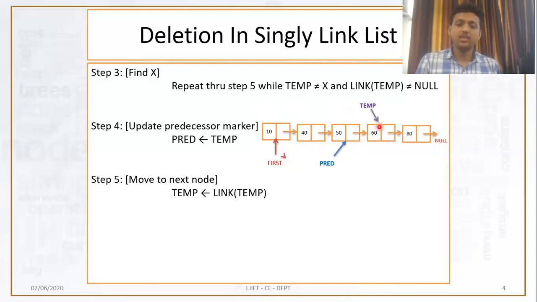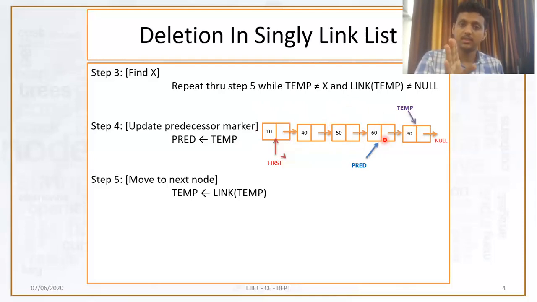Fine. Again, we will check the conditions. Temp is not equal to x? Yes. Link of temp is not equal to null? Yes, both conditions are true. So move forward. Pred becomes temp, and temp points to link of temp.